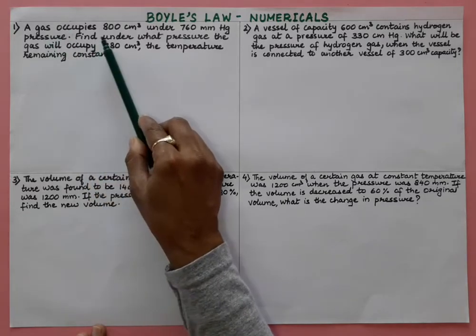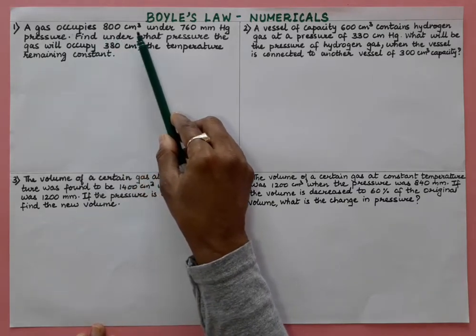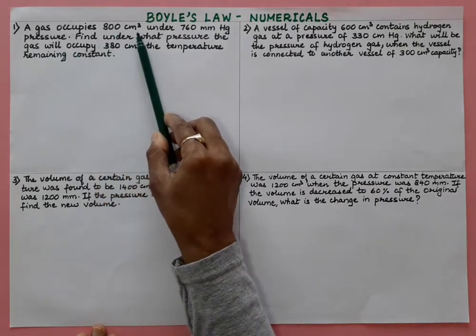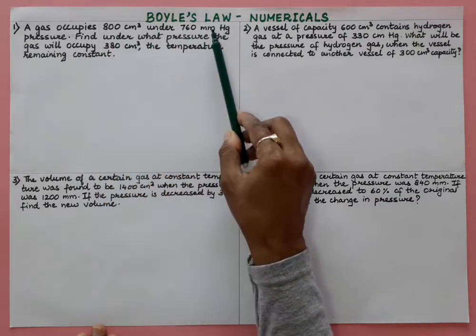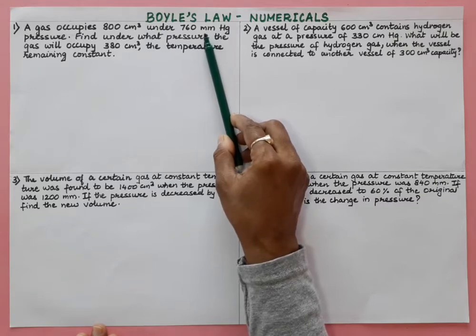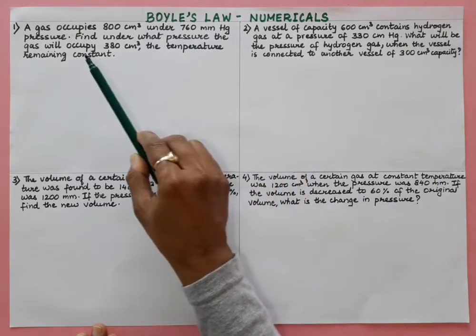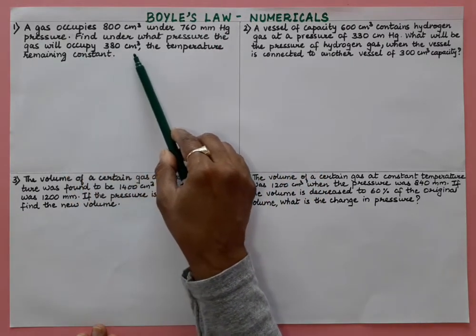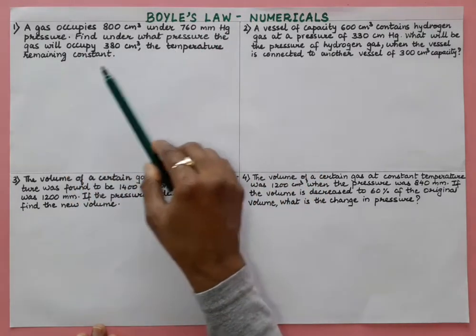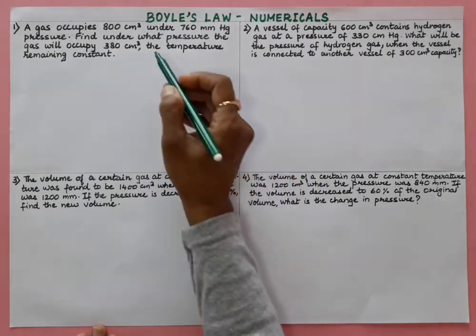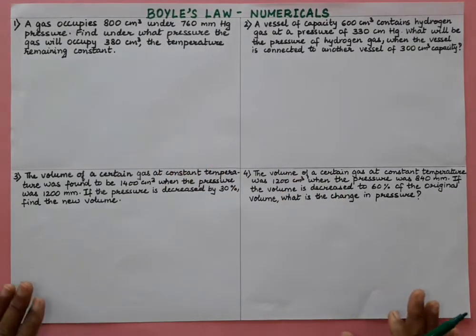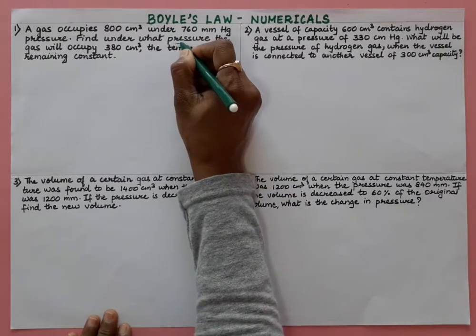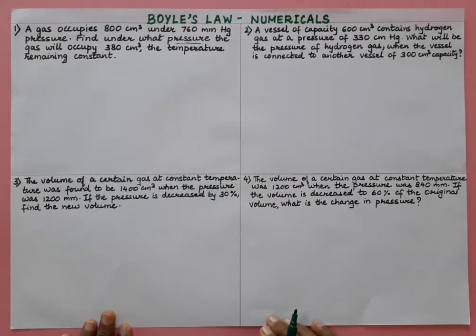See, a gas occupies 800 cm³ under 760 mm Hg pressure. Now 800 cm³ means its volume and this is pressure in mm Hg. We understood the units last time. Find under what pressure the gas will occupy 380 cm³, the temperature remaining constant. Here it is asked what pressure, so you have to calculate this pressure, right?